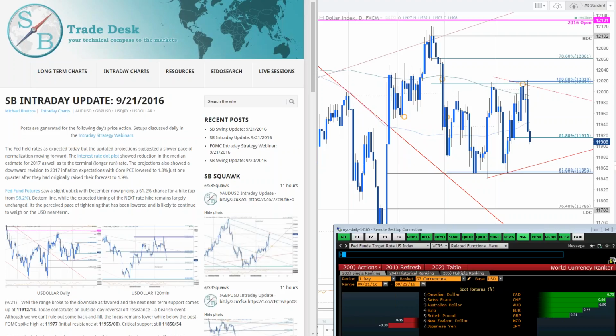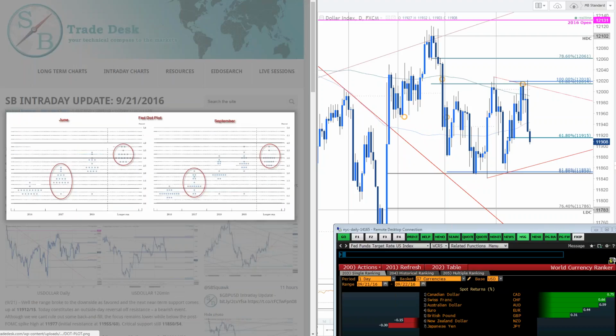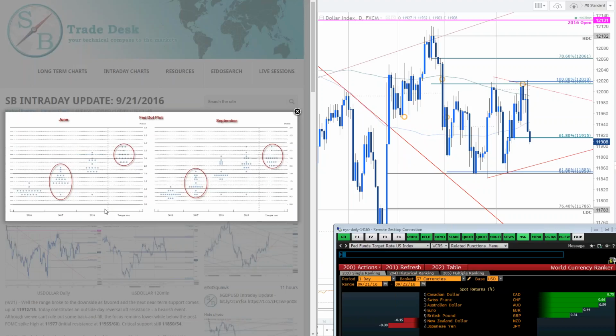So the FOMC, good old Yellen, coming out with a hawkish tilt, obviously, but still continuing to hold rates as expected. The main highlight, obviously, yesterday was the interest rate dot plot. And I highlighted this for you. I tweeted it just a couple of seconds after the release.